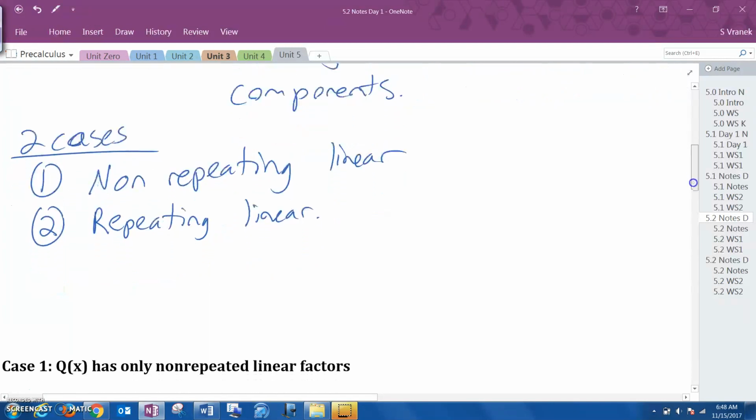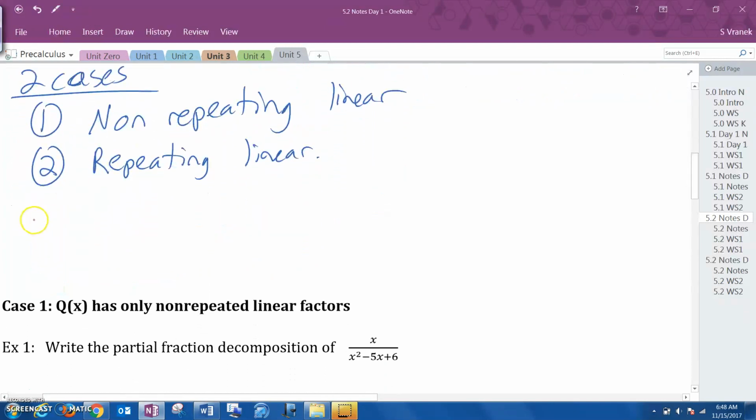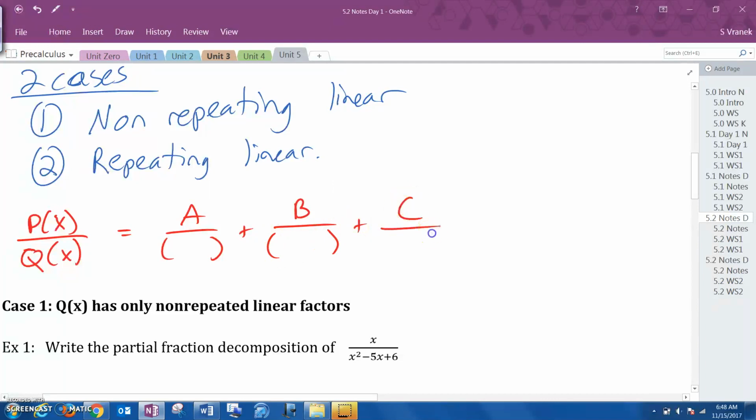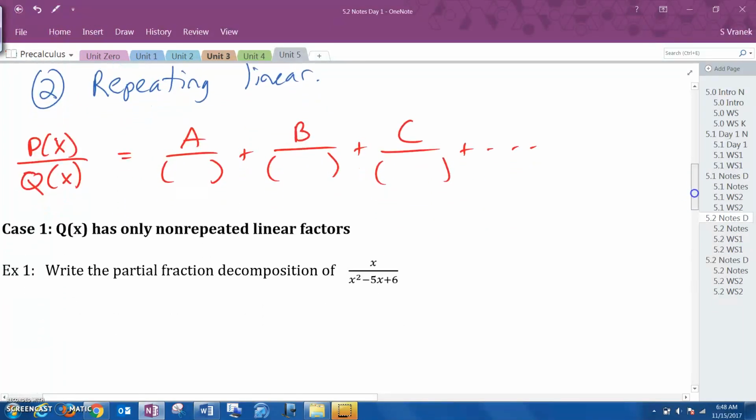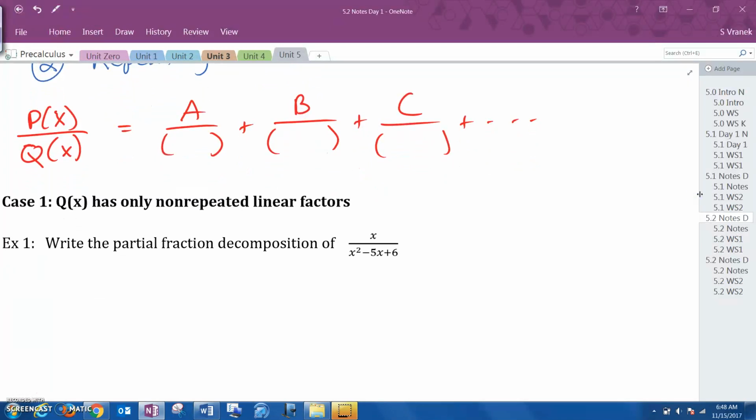When you need to do this, we have a polynomial over some factors on the bottom. If all the factors of Q are non-repeating linear, then you can rewrite this as a constant over one of the factors, plus another constant over the other factor, and so on until you are done with all the factors on the bottom. We're going to use that to solve for A and B and figure out what should be on top of those fractions. So write that down real quick. And then we're going to look at this one.